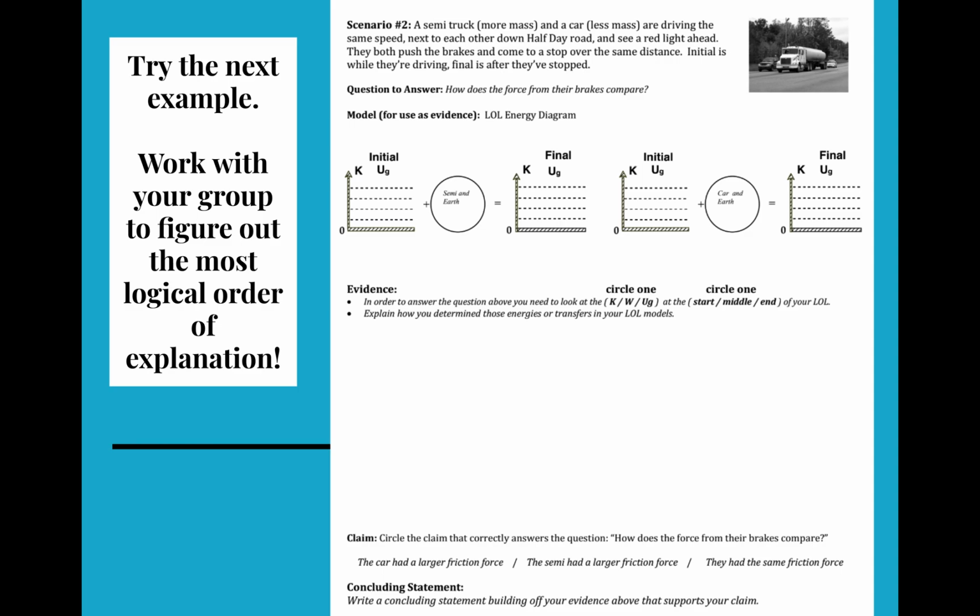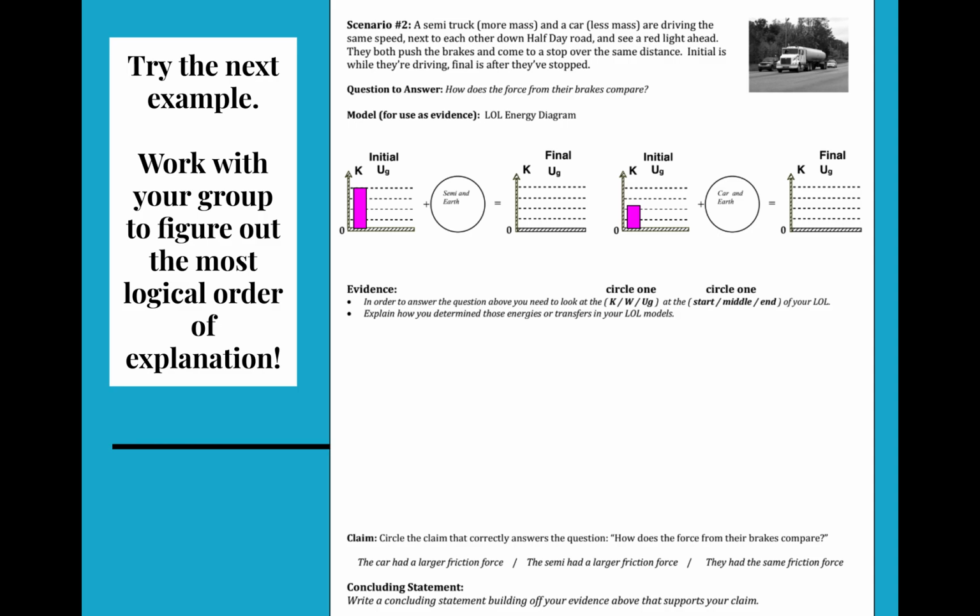And now I'll go through it. So my prompt tells me that I've got a semi-truck with more mass and a car with less mass, and they're driving the same speed next to each other when they see a red light. That tells me information about the initial kinetic energy, and I know that the semi-truck must have more initial kinetic energy than the car because they have the same speed and the semi-truck has more mass.